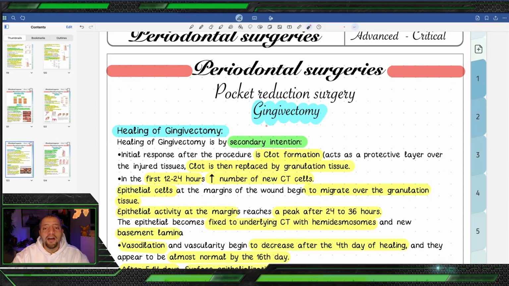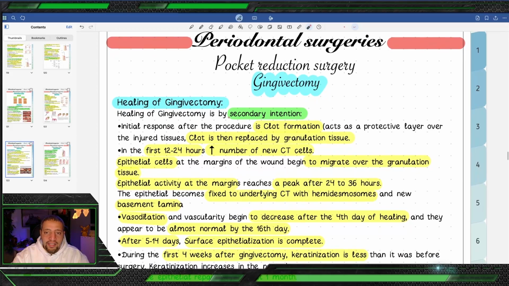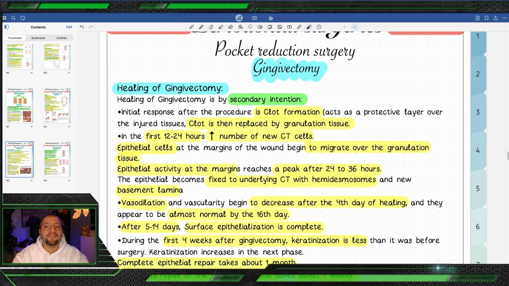Okay, healing after gingivectomy. We said it heals by secondary intention. The initial response after the procedure is clot formation. We have bleeding everywhere, which acts as a protective layer over the injured tissue. The clot is then replaced by granulation tissue. This happens within the first 12 to 24 hours. In this first 12 to 24 hours, there is an increased number of new connective tissue cells, because this will act as the substrate or the initial matrix where the healing will happen.